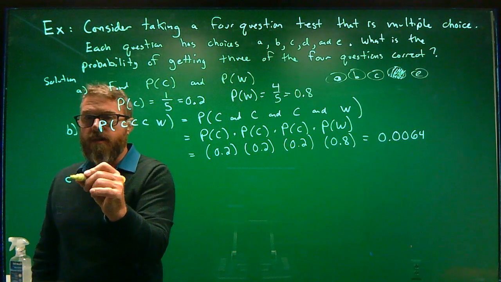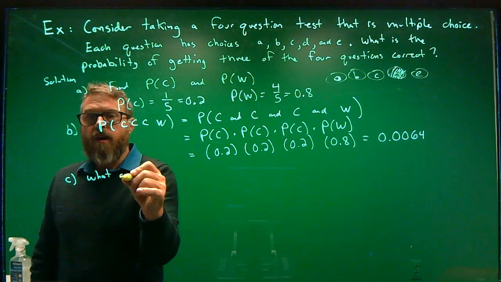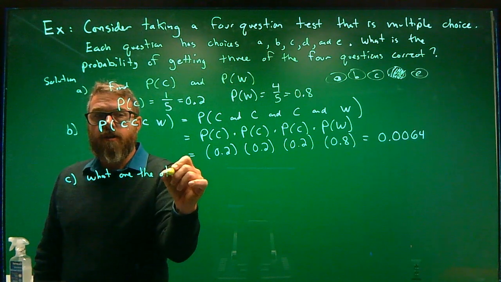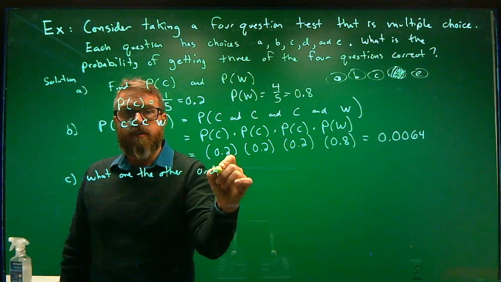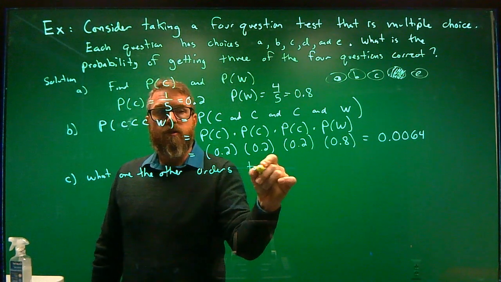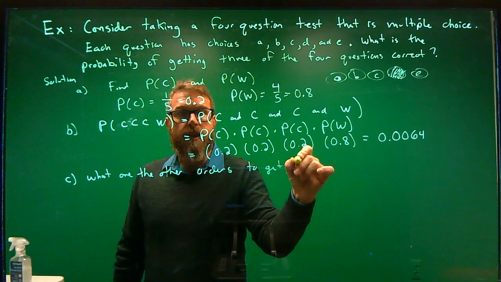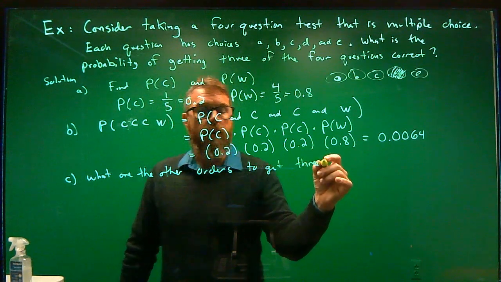Now what we know is, what are the other ways this can happen? What are the other orders to get 3 correct and 1 wrong?